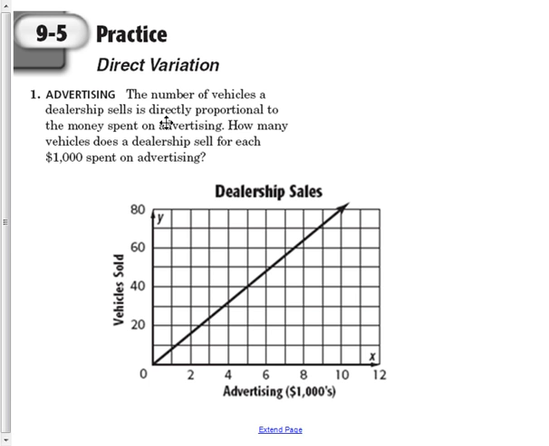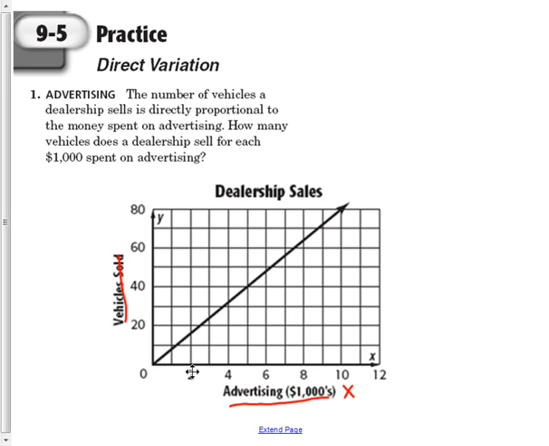So the number of vehicles a dealership sells is directly proportional to the money spent on advertising. How many vehicles does a dealership sell for $1,000 spent on advertising? So here's advertising, and there's your $1,000. Here's your vehicles sold. Now this one's just a little bit different because I know we normally put money on the top, but in this case, your X value is your money. So they want to know how many vehicles does a dealership sell for each $1,000 spent on advertising.